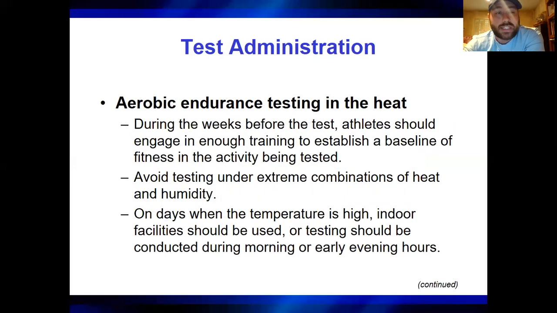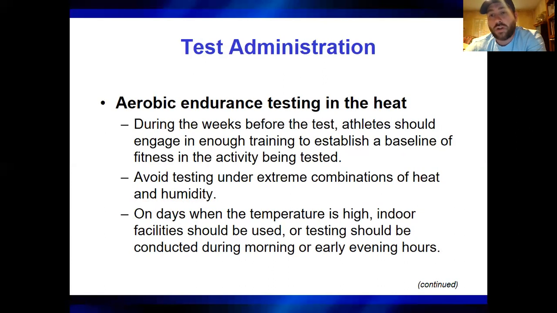Aerobic endurance testing in the heat. During the weeks before the test, athletes should engage in enough training to establish a baseline of fitness in the activity being tested. So maybe allow the athletes to know what's coming their way. Hey guys, start doing this outside. Get acclimated to that heat and understand how you're going to be feeling. That way, test day is not the first day that you stepped outside all summer. Avoid testing under extreme conditions of heat and humidity.